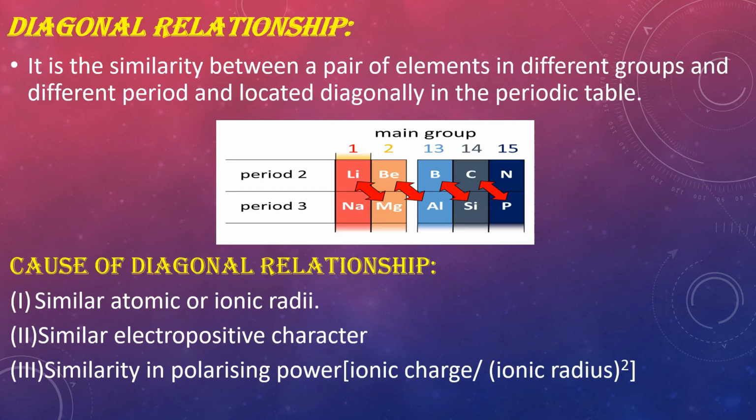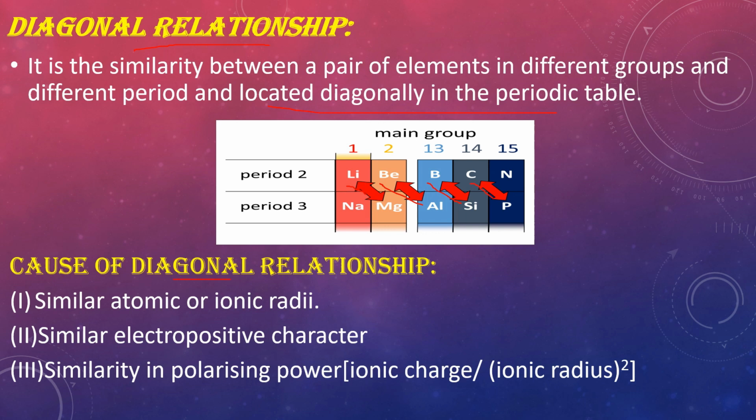Now the next topic is diagonal relationship. So we know that the head member of the groups is different from the rest of the group members, but at the same time they show similarity with the element which is present diagonally to it, having different group and different period. For example, lithium shows similarity with magnesium, beryllium shows similarity with aluminium, boron shows similarity with silicon, carbon shows similarity with phosphorus. And this similarity in properties is called diagonal relationship.